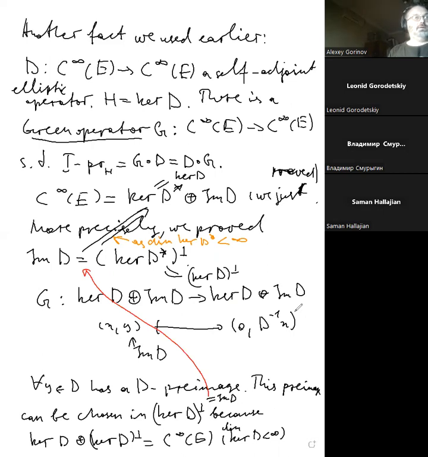Okay. Now the preimage exists, and it was also unique. Why is it unique? Well, if two elements in the image of D go to the same element under D, then the difference is in the kernel, but the image of D does not intersect the kernel.